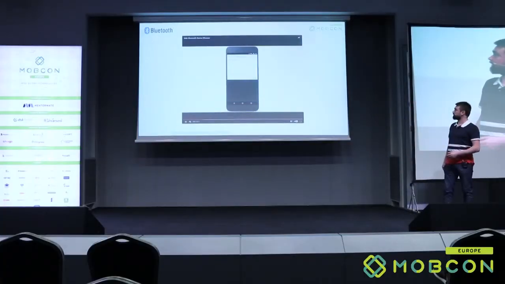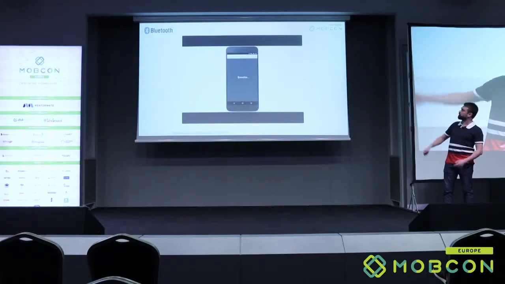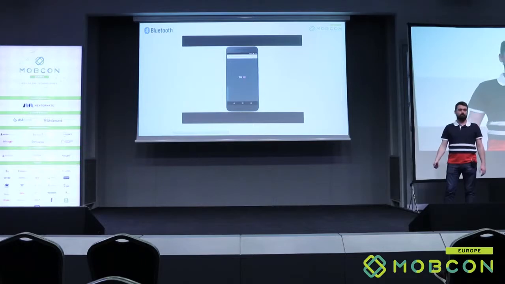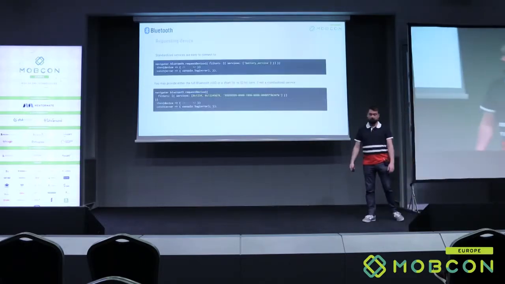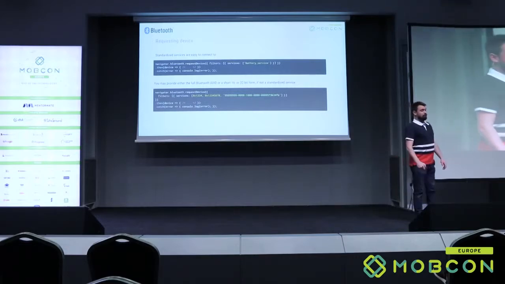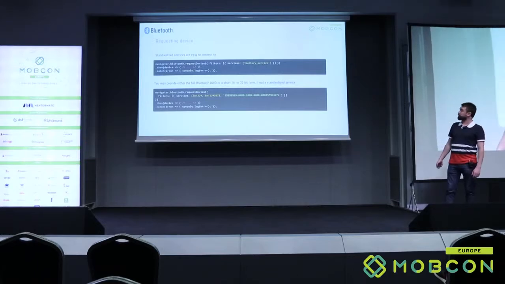So this looks something like this. I go to my web page, I click on connect here. Now I'm connected to a Polar heart rate belt, and there you go. The user always knows what's going on. The API is really, really easy. If anyone knows JavaScript, you can see you just do request device.